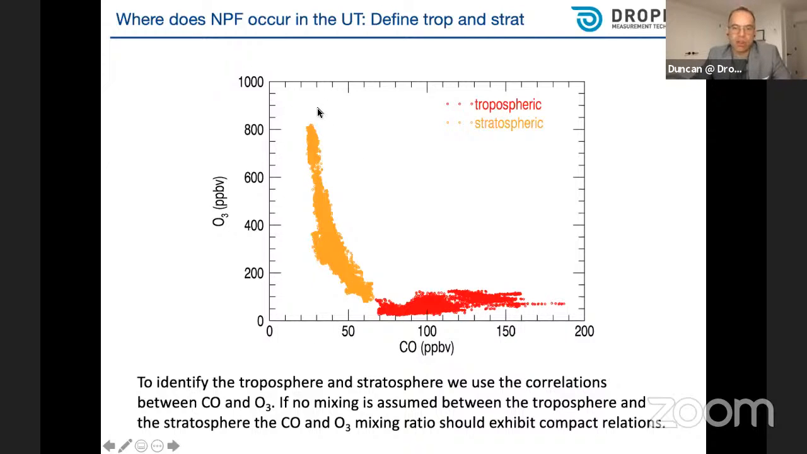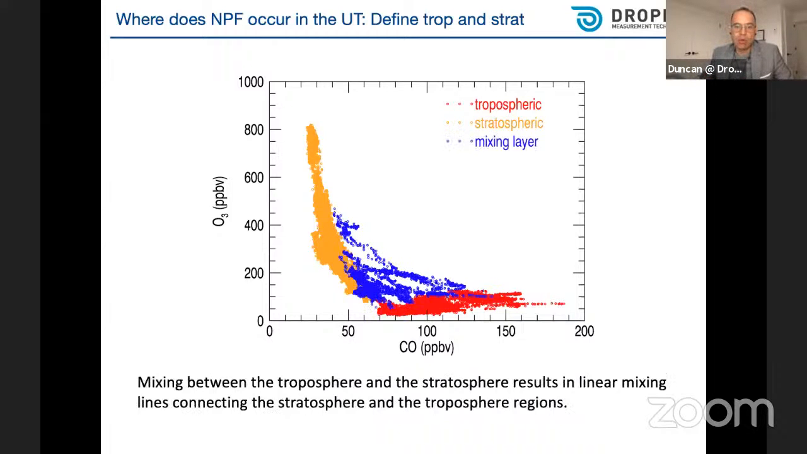So this identifies the stratospheric pool of air, or the stratospheric air mass, and the tropospheric air mass. So we can, for each of these flights, separate tropospheric air from stratospheric air to start to understand where particle formation occurs. Is it associated with the troposphere? Is it associated with the stratosphere, or something else?